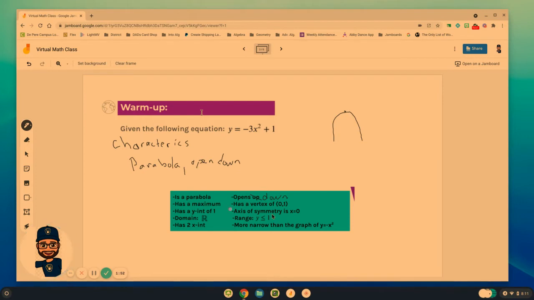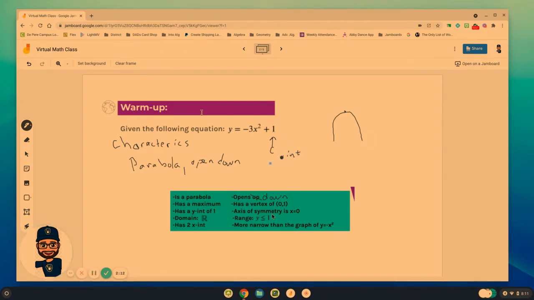It's the highest point. And the vertex here actually has a vertex of (0, 1). Okay, right? It didn't move left or right at all. It's just moving up and down. It has a y-intercept of 1. Remember that c value, right? This is called c. It's also the y-intercept.